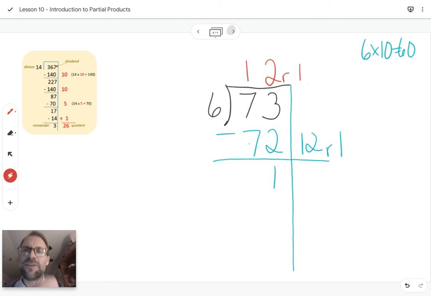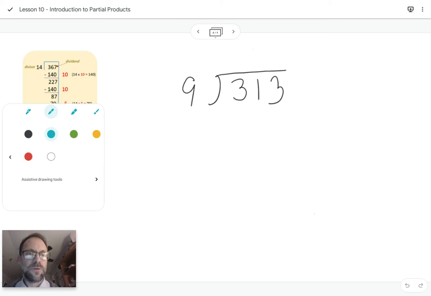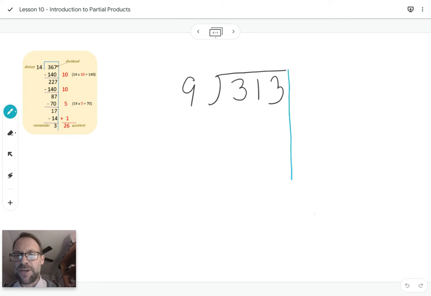Let's look at a bigger example here. Let's look at 313 divided by 9. Now, the numbers might be bigger, but the steps are the same. Okay, step 1, we're going to draw a nice straight line down the right-hand side of this problem, straight as we can. Now, we're going to ask ourselves, all right, how many groups of 9 are there in 313?